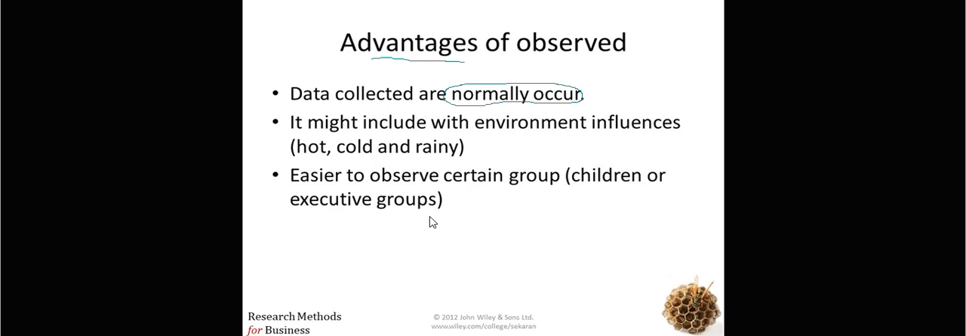So another one is the environment. Maybe some decisions are about the environment. So we understand the environment, whether it is hot, cool or rainy. Why can we know? Because we stay in that place together.